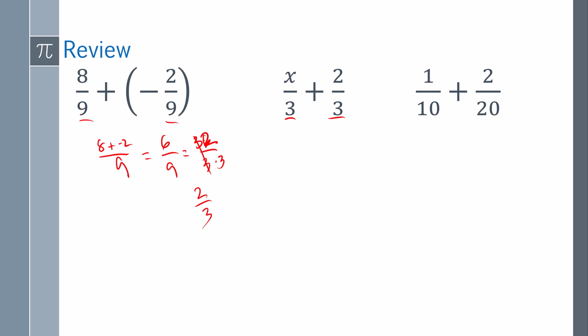Now you can do the same thing with the variable, right? The denominator is the same, so I can combine it together. I just can't reduce anything now.